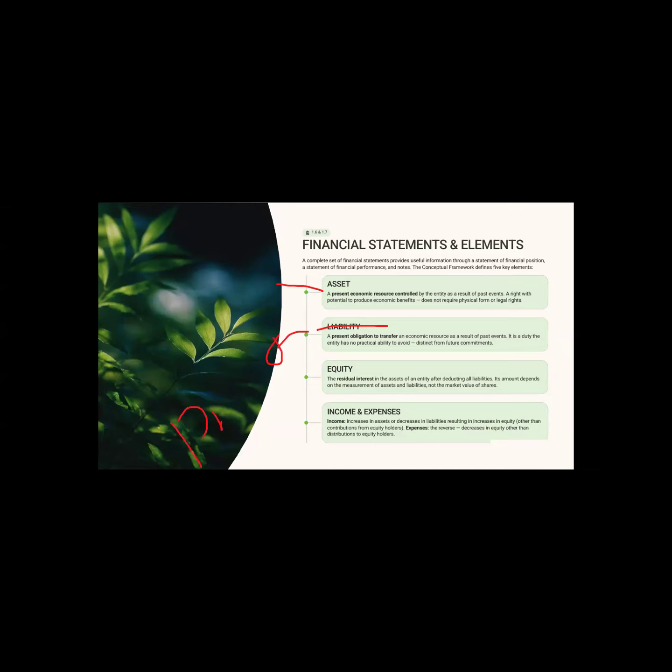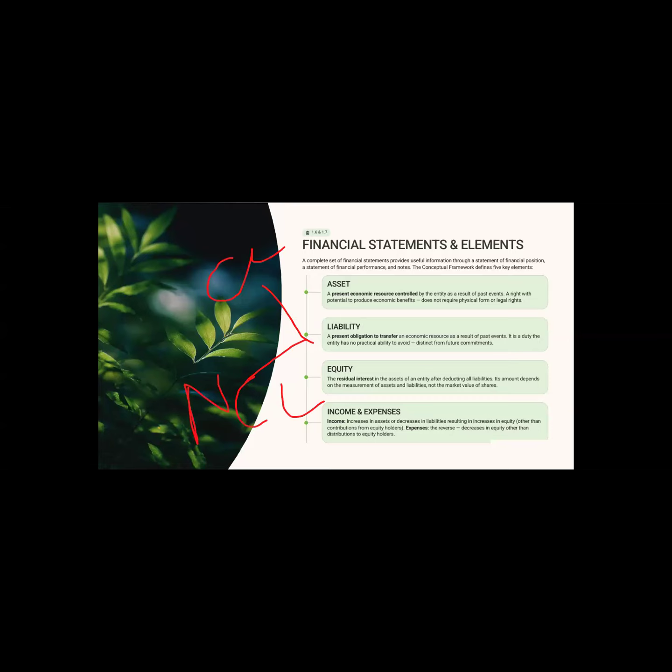So what are the characteristics of the liability? It is a present obligation, it also arises from a past transaction, and it will cause the outflow of economic resources. Okay, so these are the characteristics of the liability. We can classify the liability also into two: current liability as well as non-current liability.